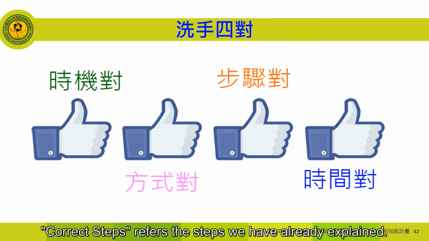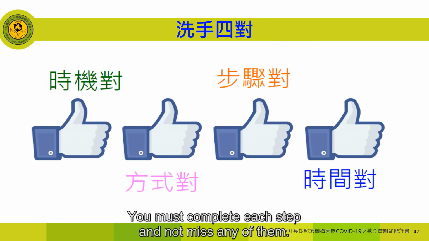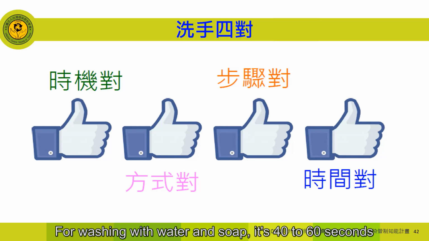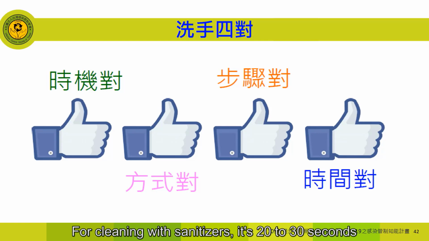Correct steps refers to the steps we have already explained. You must complete each step and not miss any of them. Correct time refers to correct time durations. For washing with water and soap, it's 40 to 60 seconds. For cleaning with sanitizers, it's 20 to 30 seconds.